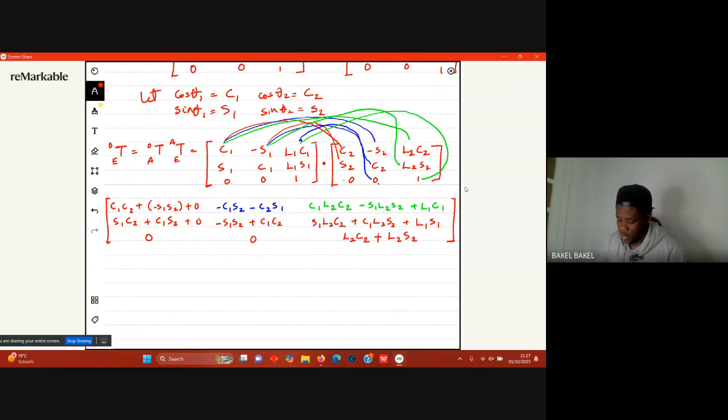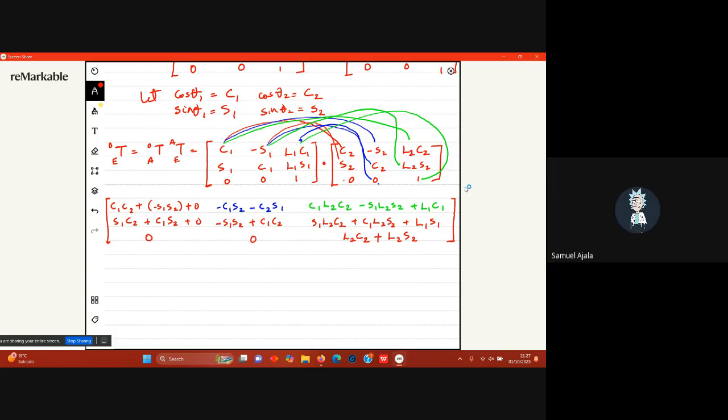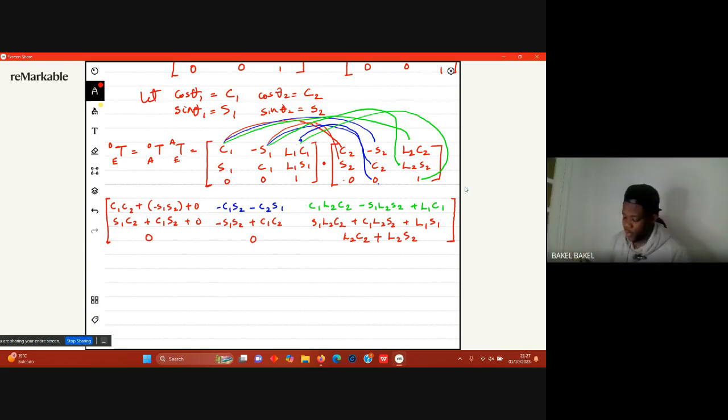Is this correct? All right, let me double check. I think it's meant to be 1. Yes, it's meant to be 1. I just looked at it. It's meant to be 1. That's very nice. Okay, so 1.